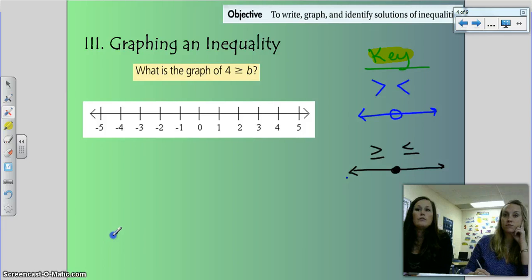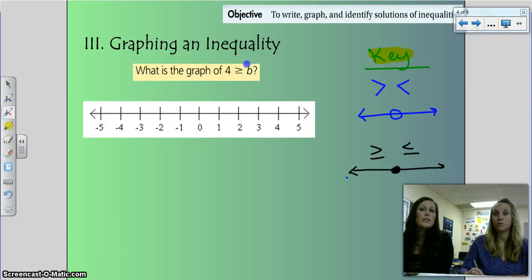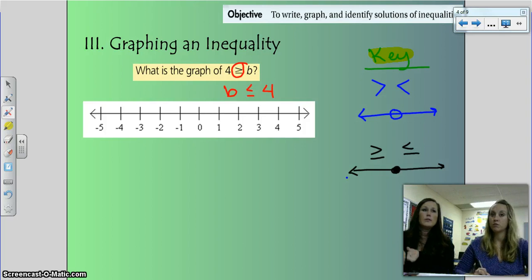So let's look at this graph. What is the graph of 4 is greater than or equal to b? One thing I want to do is have the variable first. I like the variable first, because that way I can shade the direction of the inequality. So b is less than or equal to. I flip this, I reverse it. Put my thing down, flip it, and reverse. That's it.